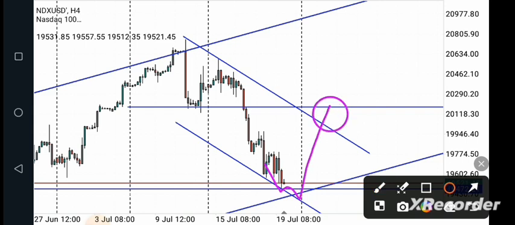And remember, guys, that I'm just speculating and I'm showing you what may possibly happen in regards to Nasdaq 100. And yeah, that is it as far as my analysis goes.